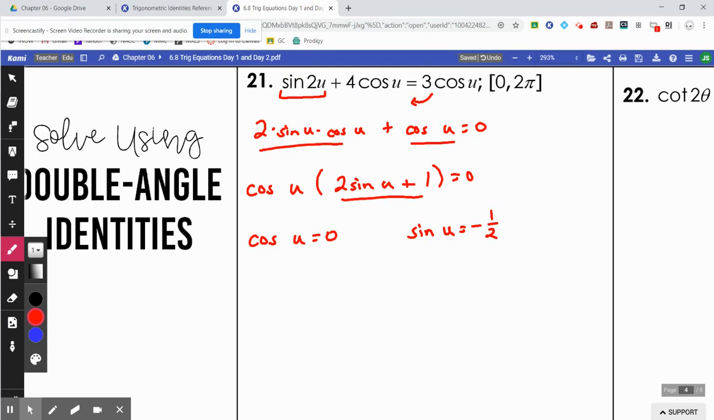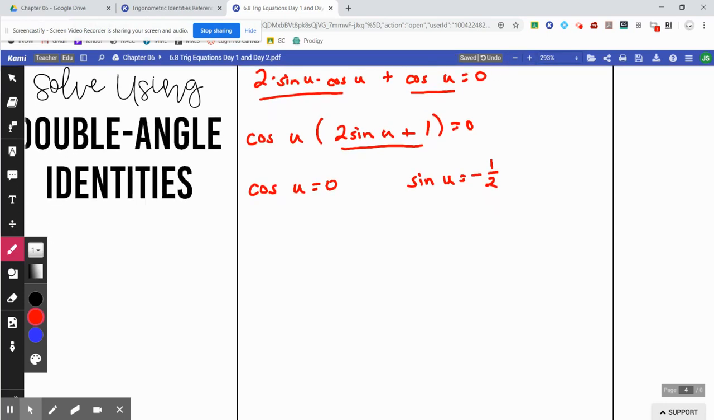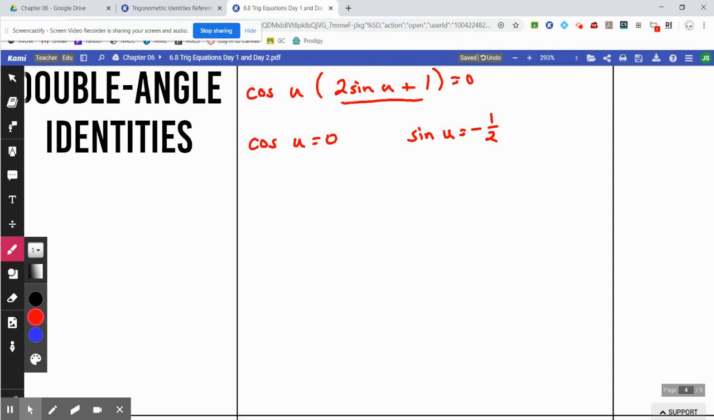We'll look for all solutions between 0 and 2 pi. So first off, between 0 and 2 pi, where is cosine equal to 0? Again, cosine is an x value. So on your unit circle, where is x equal to 0? That'd be right here and right here. Those are quadrantal angles. That's going to be 90 degrees, or pi over 2. And this would be 270, which is 3 pi over 2. So there's two of your answers.